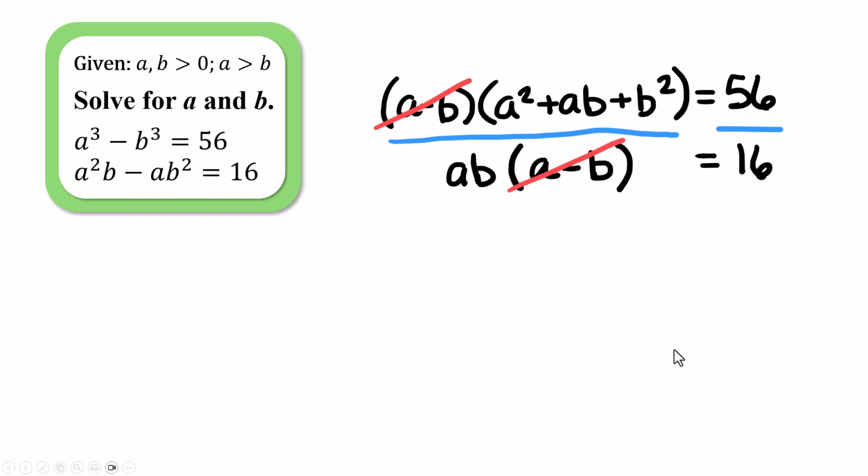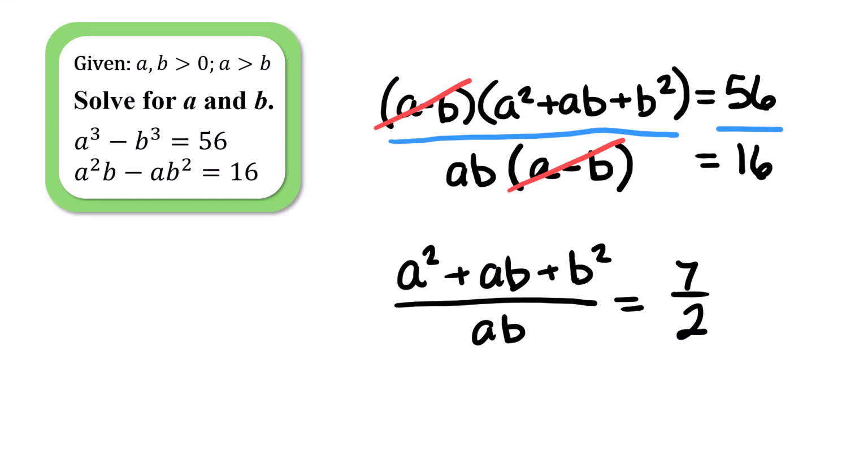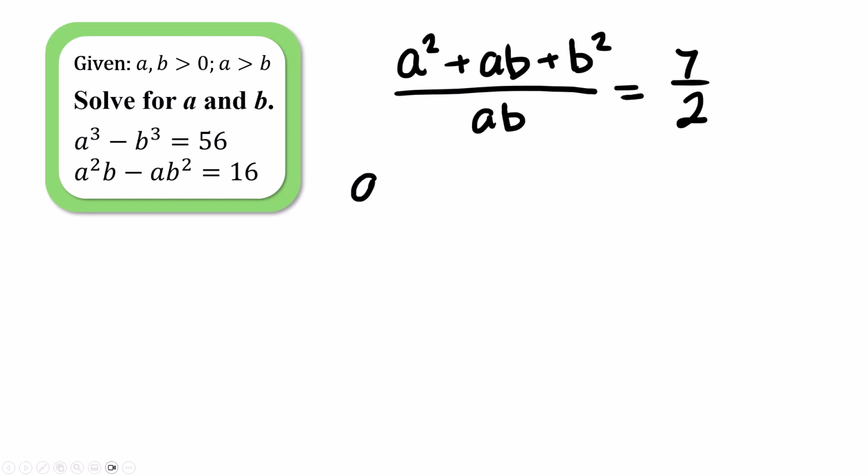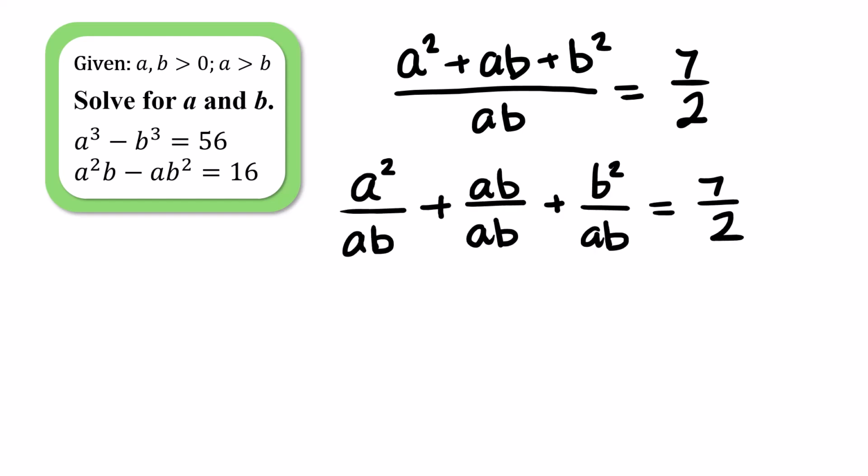And I'll just reduce the 56 over 16. So we end up with a squared plus ab plus b squared over ab equals 7/2. Coolness. Okay, now what? You can't factor the top. But you know what you have here? You have three fractions that have the same denominator, so I'm just going to break those apart.